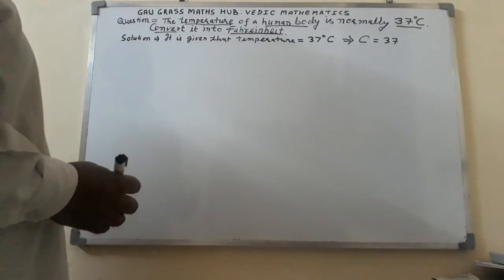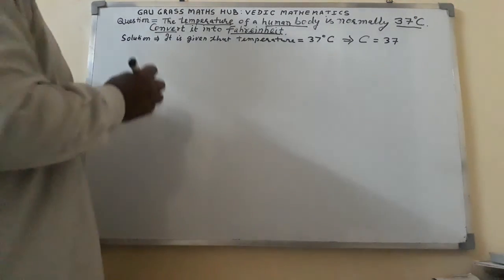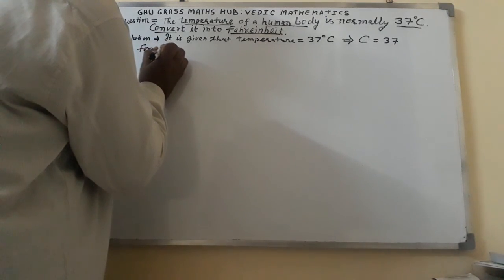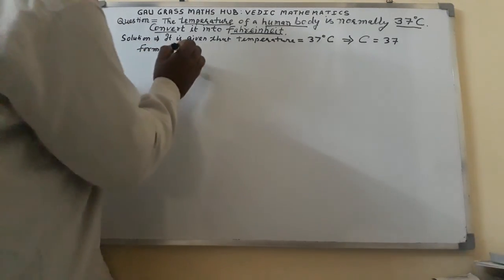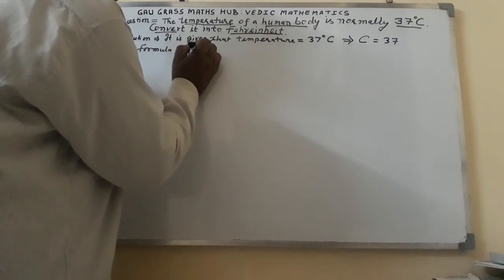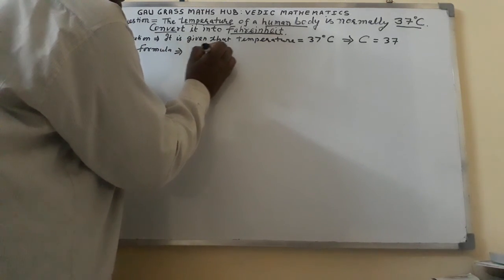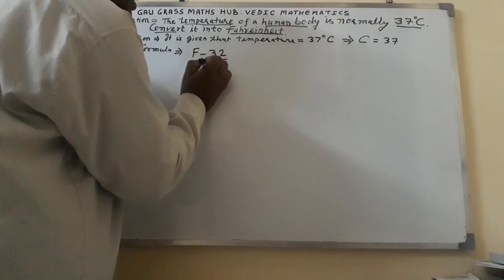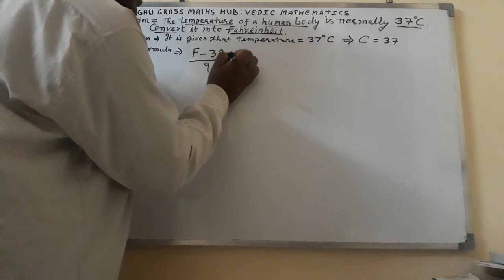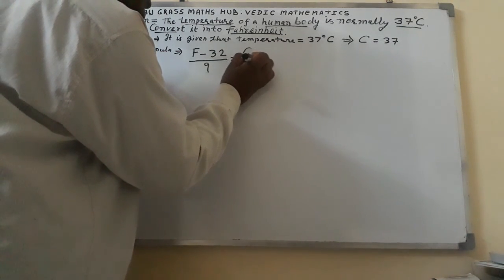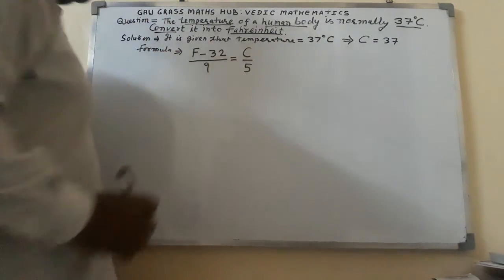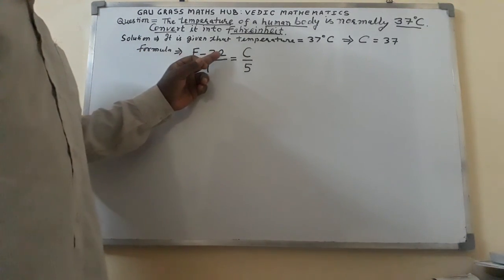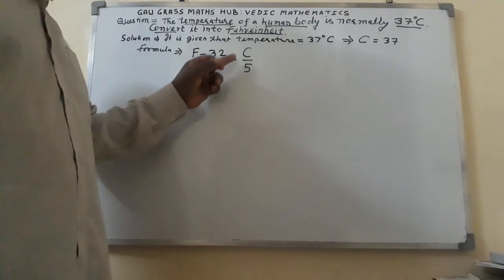Now I shall use the formula here. Formula is: (F minus 32) whole over 9 equal to C over 5. The formula I have mentioned here: (F minus 32) whole over 9 equal to C over 5.